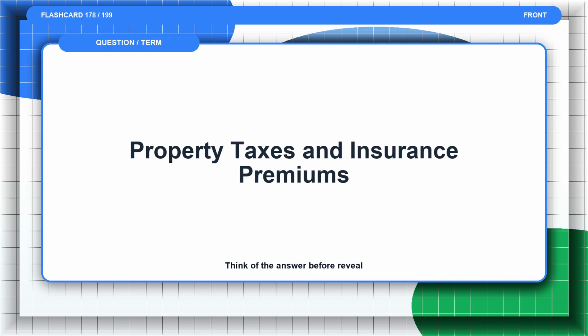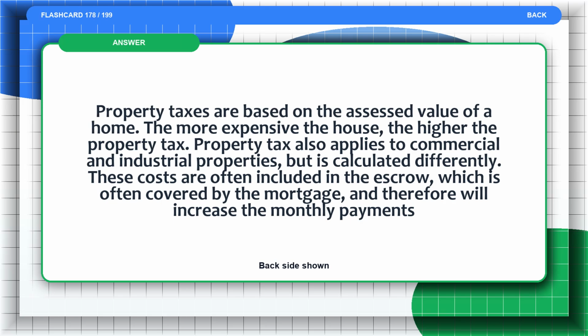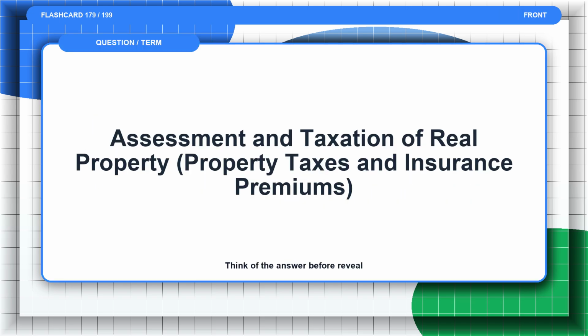Flashcard 178. Property taxes and insurance premiums. Pause and think of the answer before the reveal. The answer is, property taxes are based on the assessed value of a home. The more expensive the house, the higher the property tax. Property tax also applies to commercial and industrial properties, but is calculated differently. These costs are often included in the escrow, which is often covered by the mortgage, and therefore will increase the monthly payments.